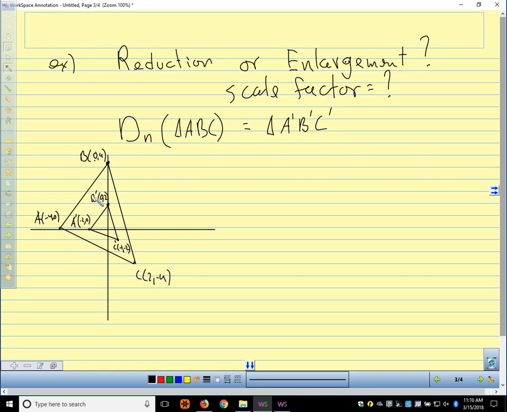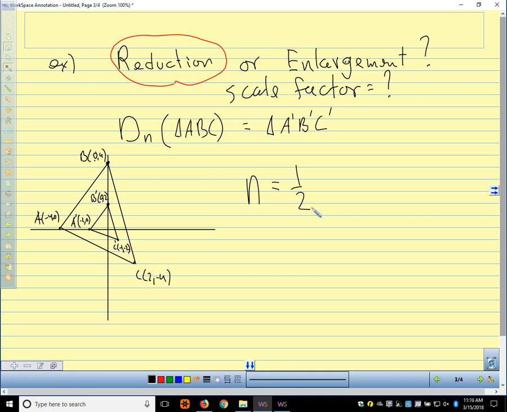So we know that's a reduction. So it got smaller, so it has to be a reduction. What's the scale factor? And remember, for it to get smaller, our scale factor is a fraction between 0 and 1. So it'd have to be what? 1/2. And we can tell that by just picking one coordinate. What do we have to do to 4 to get to 2? We have to divide by 2. So n equals 1/2. So that little triangle is half as big as the big triangle.